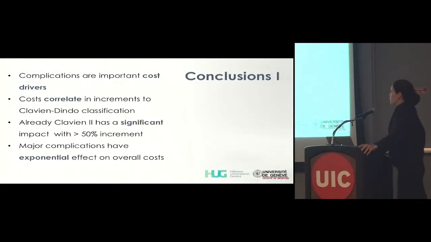In conclusion, we could show complications are very important cost drivers. The cost correlates in increments to the Clavien-Dindo classification. Already a conservatively treated complication has a significant impact with a 50% increment. And major complications have an exponential effect on overall costs.